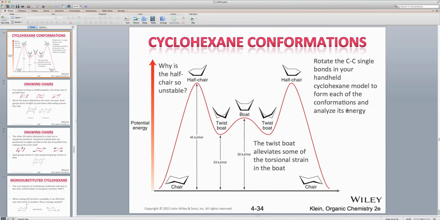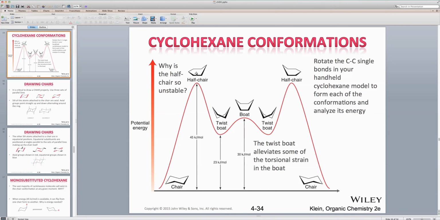And here is a potential energy diagram of the conformations of cyclohexane. Notice that there are 2 chair conformations. This chair can actually undergo what we call a ring flip, such that the head that's to the right becomes the head that's to the left. The foot that's to the left becomes the foot that's to the right. And there are several intermediates in this flipping phase.